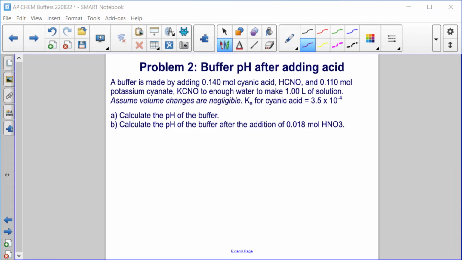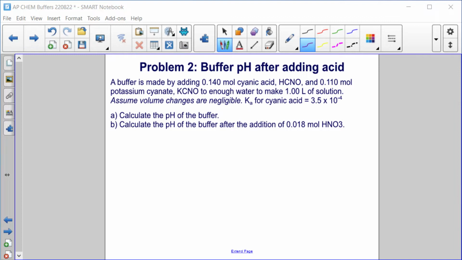A buffer is made by adding 0.140 moles of cyanic acid, HCNO, and 0.110 moles potassium cyanate, KCNO, to enough water to make 1 liter of solution. Assume volume changes are negligible. Ka for cyanic acid is 3.5 times 10 to the minus 4.